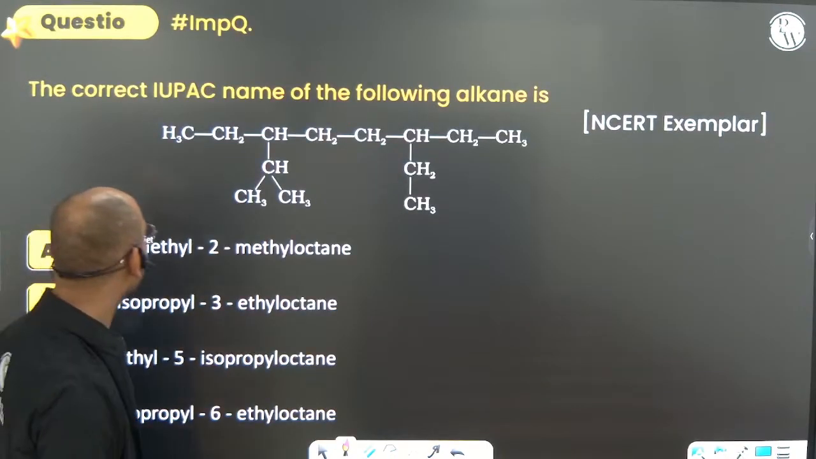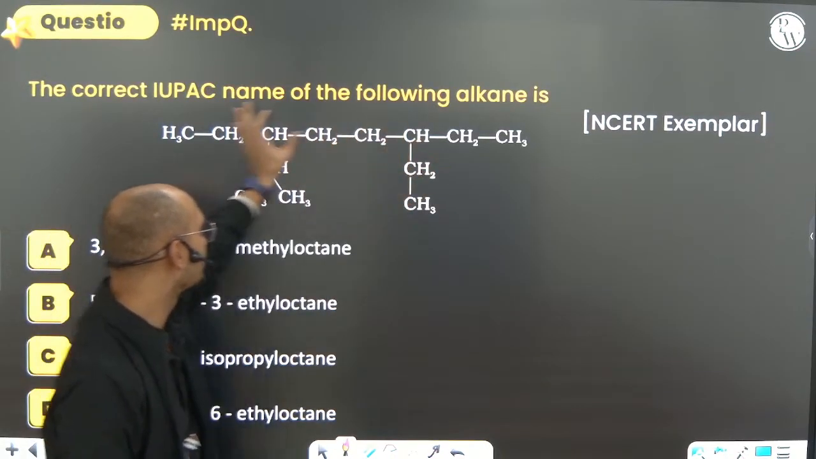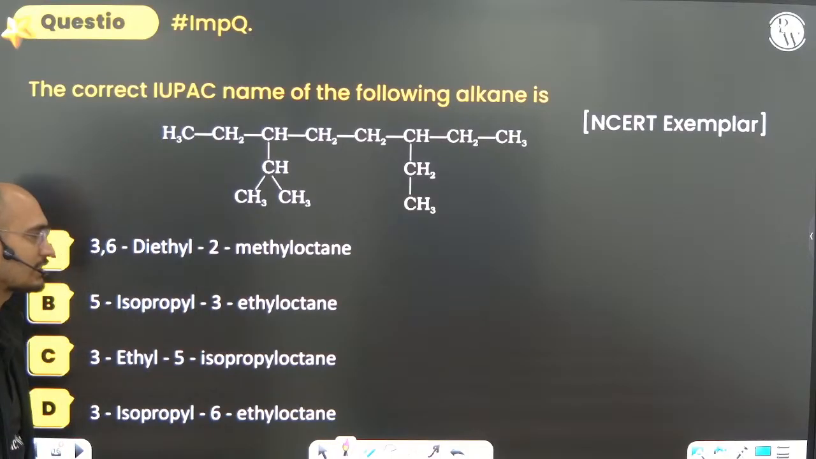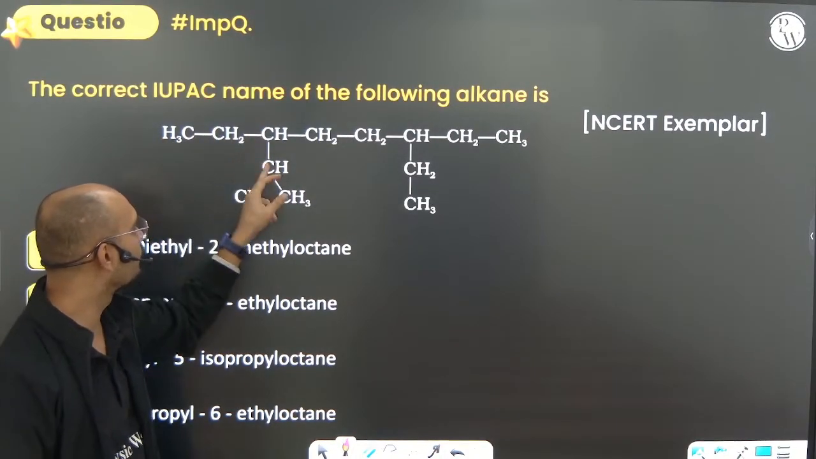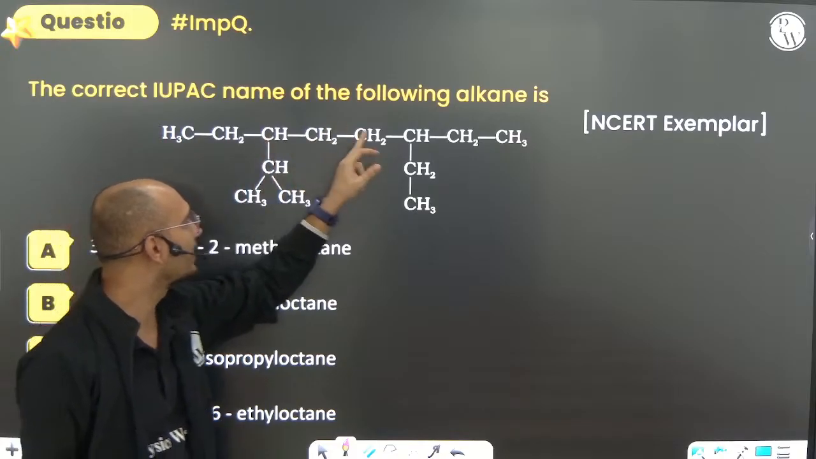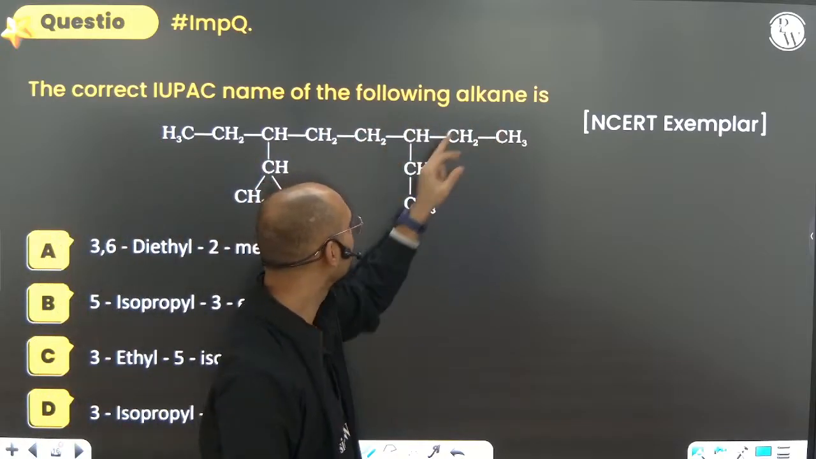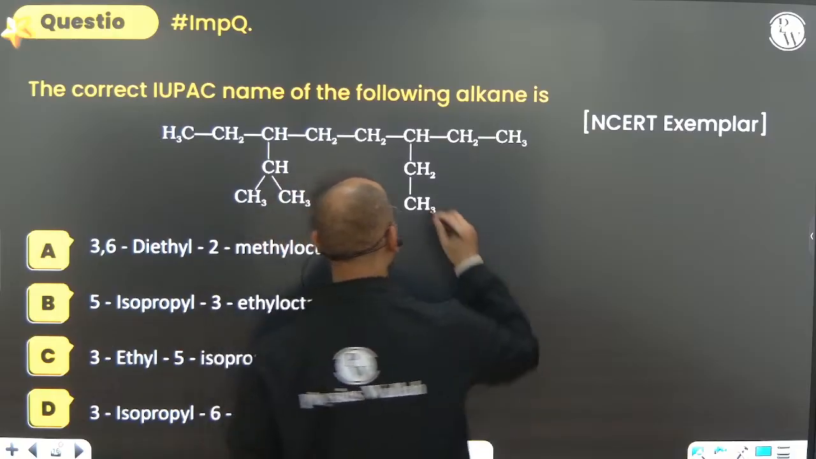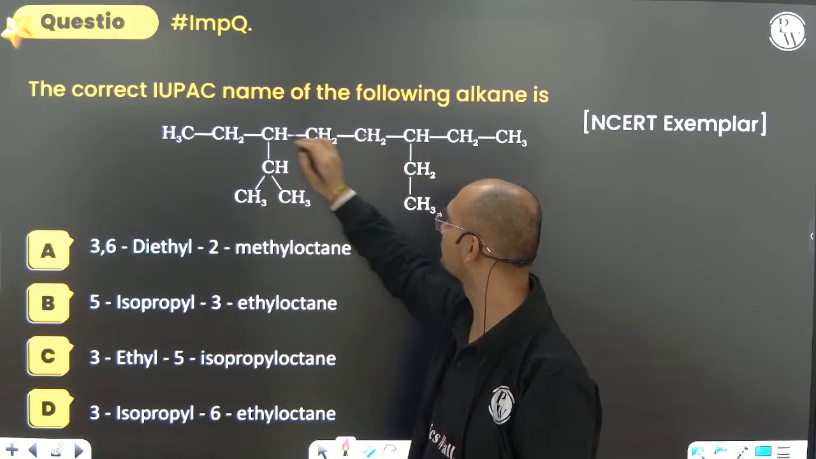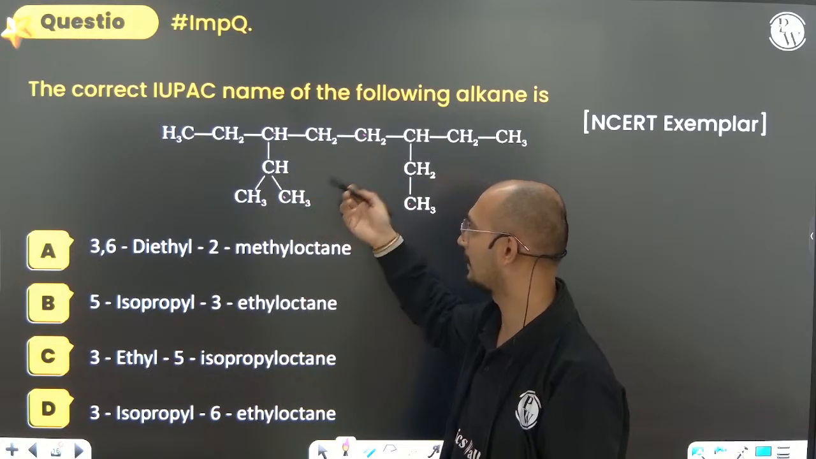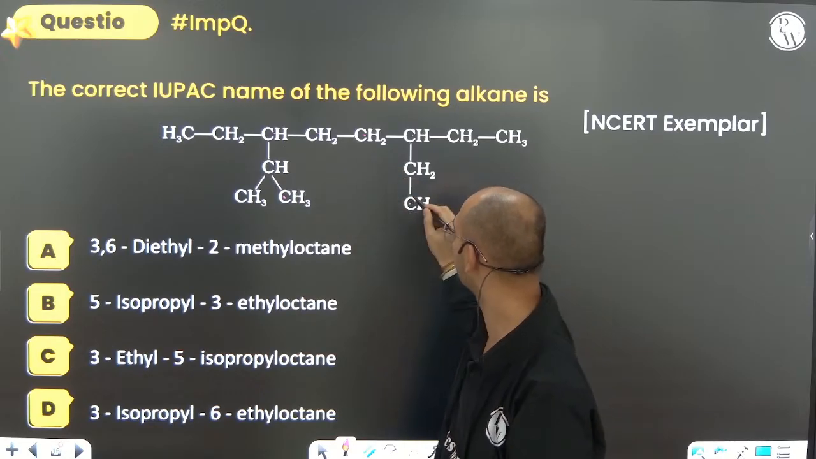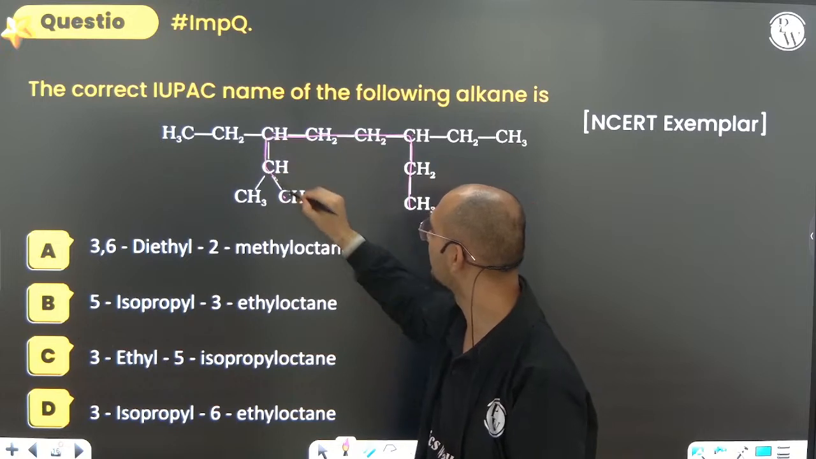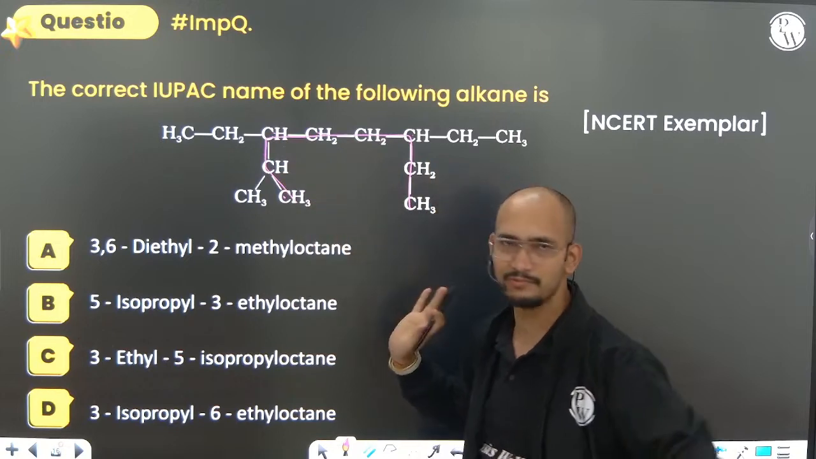Next, the correct IUPAC name of the following alkane is. चलो इनके लिए पहले देखो longest carbon chain कहाँ पे है? Longest carbon chain. Can you see? 1, 2, 3, 4, 5. No, 1, 2, 3, 4, 5, 6, 7, 8. Anything else possible? 1, 2, 3, 4, 5, 6, 7, 8. Okay, 8, 8. No issues. I hope it is going well. If you go this way, the number of carbons is maximum, coming 8 only.